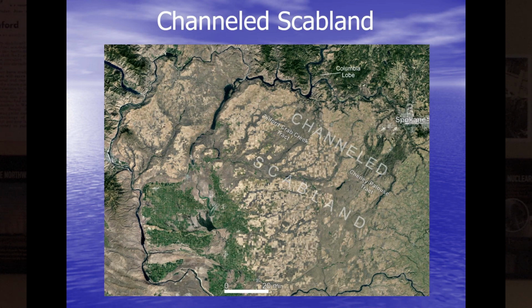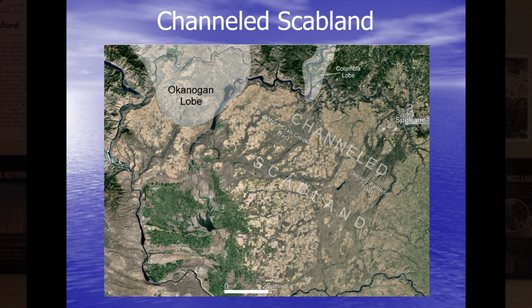But at other times, and most times, and especially later, the Okanagan lobe came down and blocked the Columbia River at the head of Grand Coulee in the upper left. And there was another lobe of ice called the Columbia lobe that also blocked the Spokane River. So there were multiple ice lobes coming and going that would control the amount of flood water draining through the channel scabland.